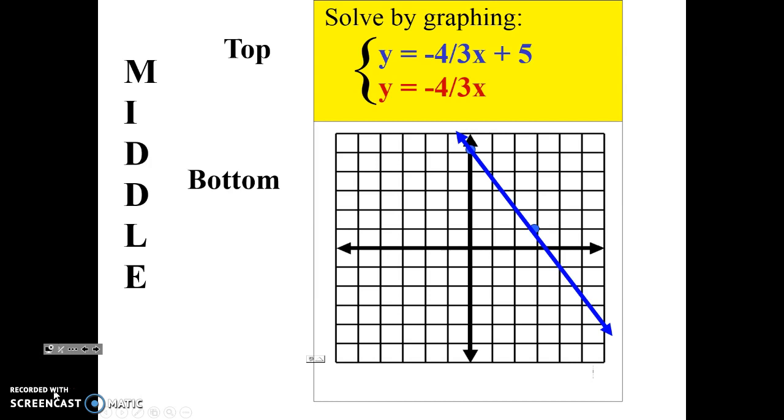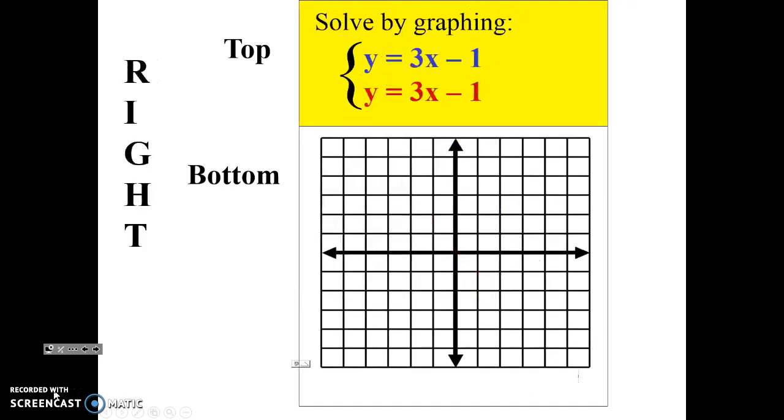The next one says that we have negative 4/3 x, so we start at 0 and we plot our point. Then we're going to go down 4 and to the right 3. So when we go down 4 and to the right 3, we can plot our point and see that the lines are going to be parallel. Therefore, our answer choice here would be no solution.